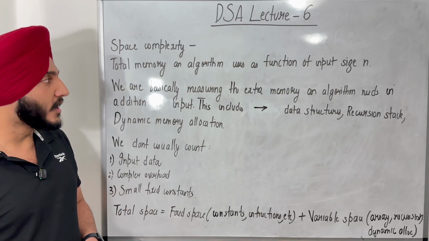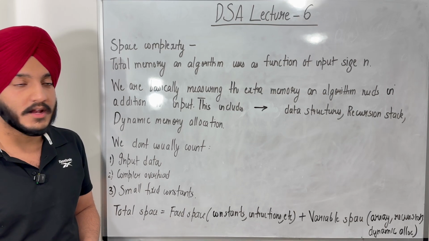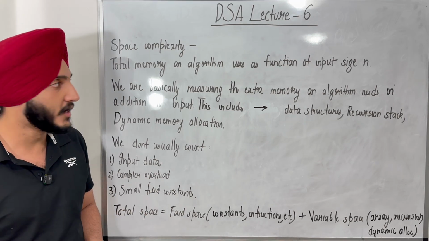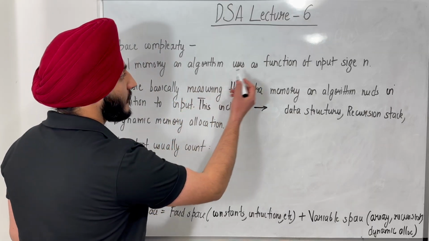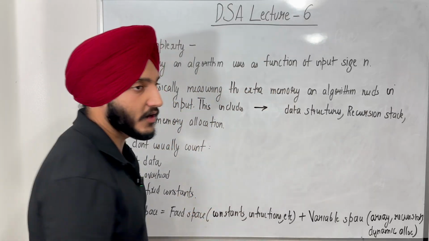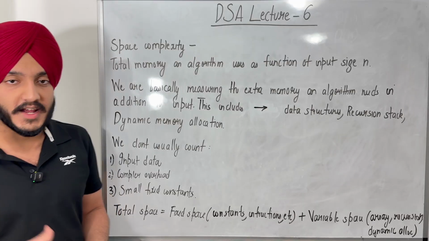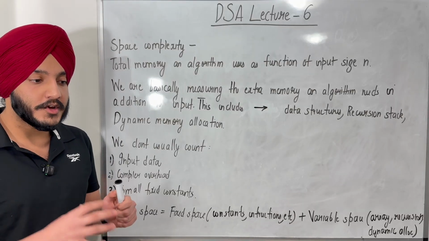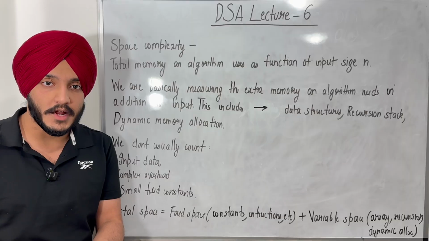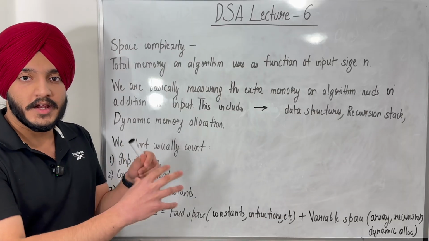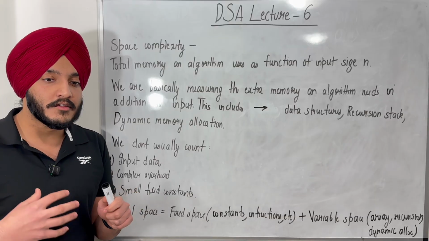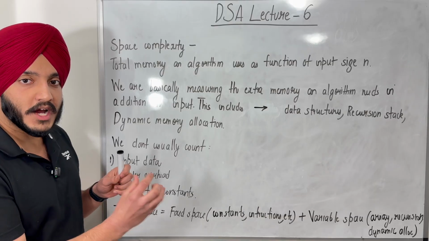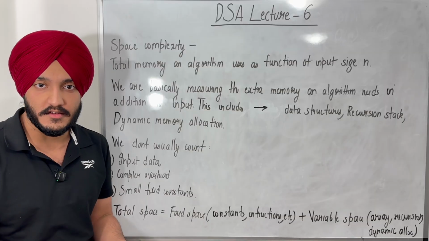Right, so let's start with understanding what is space complexity and then we will move on to see some examples. Space complexity is basically the total memory an algorithm uses as a function of the input size n. If you remember in time complexity, we were trying to measure the time, not the exact time, not the milliseconds. We were rather trying to find how the time would increase as the input size n increases.